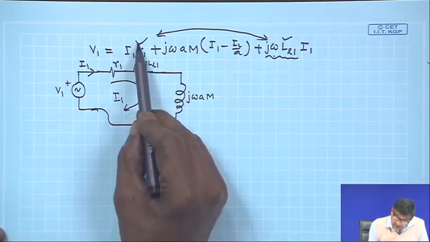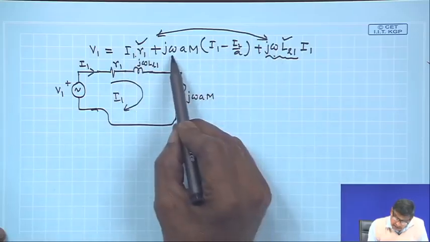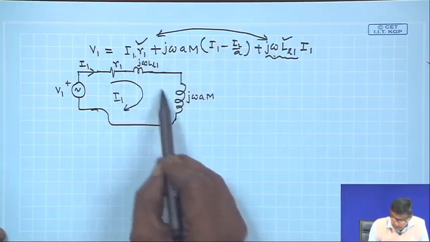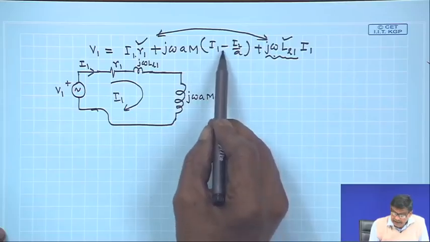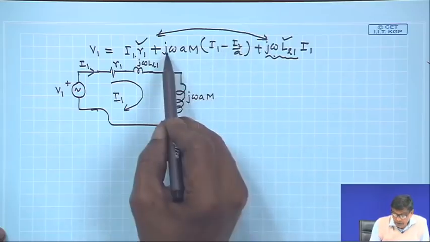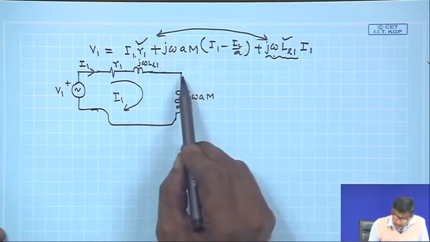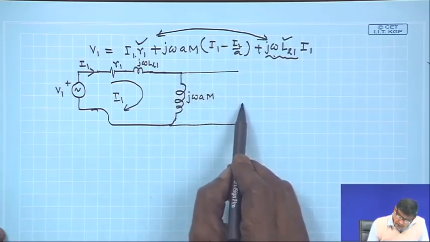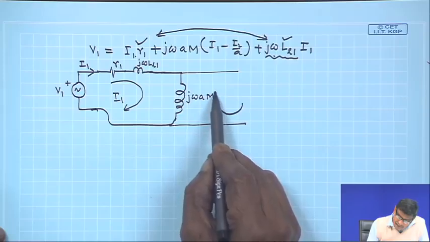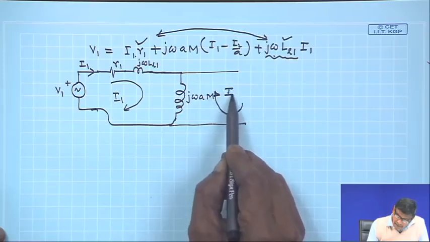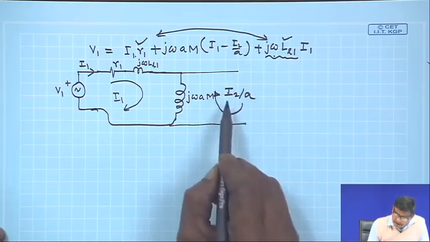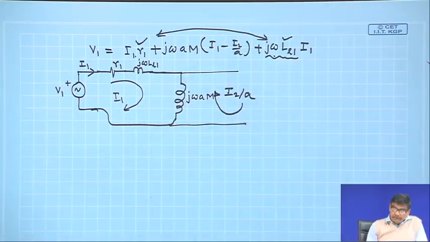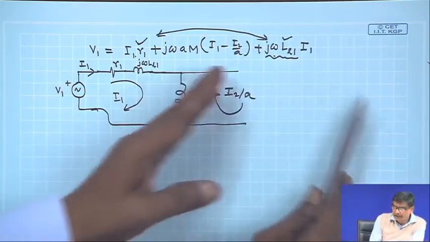So, I have taken this term and j omega A m into I 1, that is fine, but there is a term minus I 2 by A into j omega A m. So, how to do it? So, what I will do, I will write I 2 by A here, and in this loop what is there I do not know.